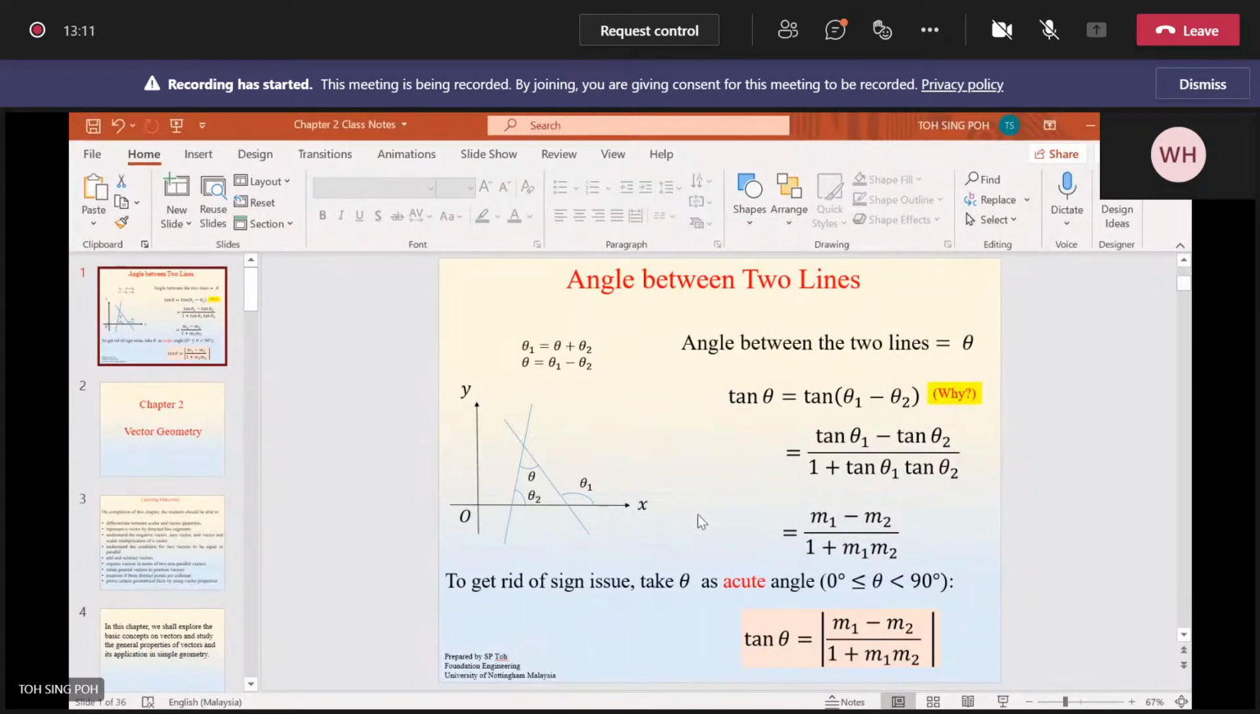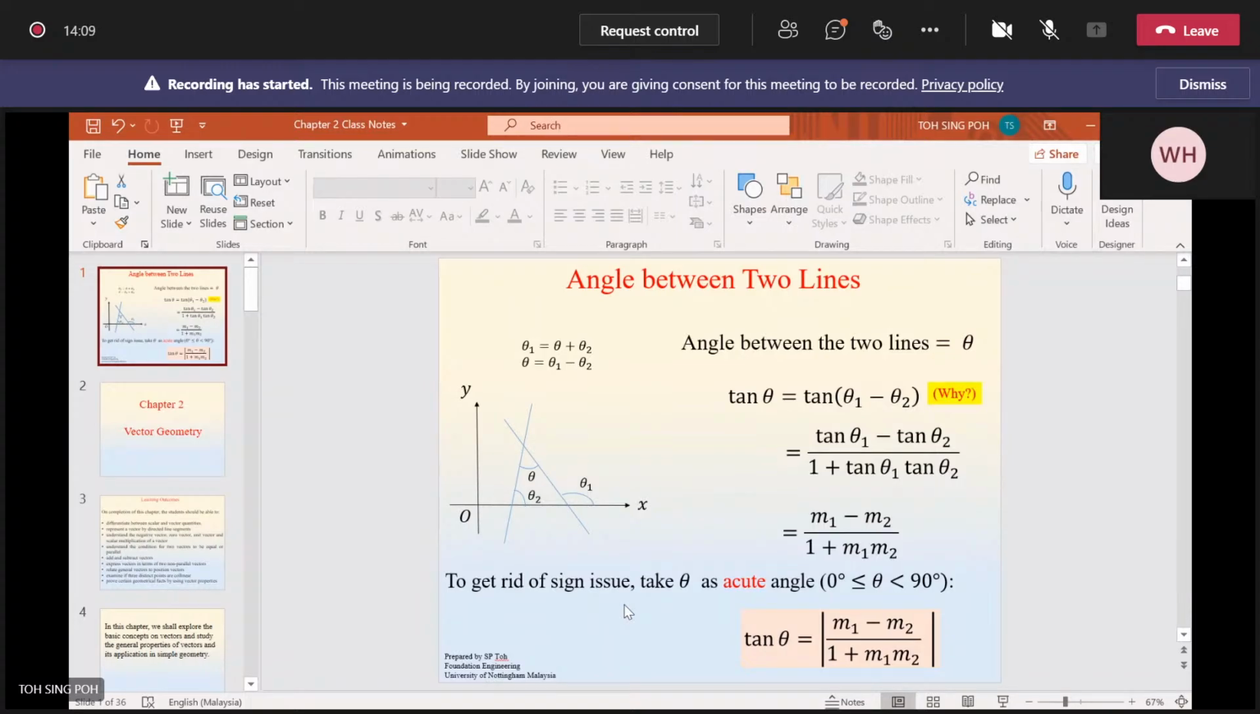Yes, sir. So before I move on to chapter 2, I would like to answer the question raised by Eve. She asked why, in deriving the formula to find the angle between two lines, we need to take the tangent at these steps. The reason is quite simple. Because if you take the tangent here, then when you move from the second line to the third line, it becomes very easy: tangent theta 1 can be substituted by M1 and tangent theta 2 can be substituted by M2, because we know that tangent theta 1 equals M1. This is the idea of the gradients that we studied before.